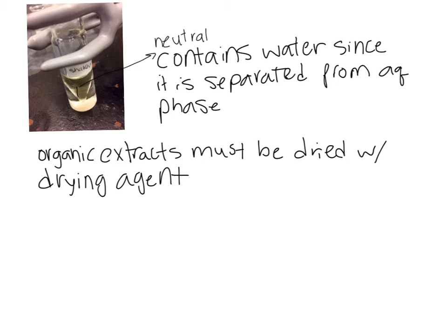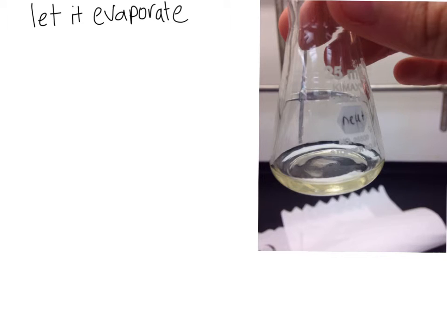So here we're left with our neutral. And our neutral has a lot of water in it, since from the beginning we had a lot of aqueous liquid inside of it. So we want to get rid of that water. What we did here is use a drying agent to remove all that water from our organic solution. And then we let the ether evaporate. That way we can end up having our neutral.